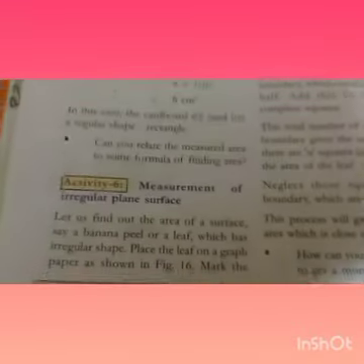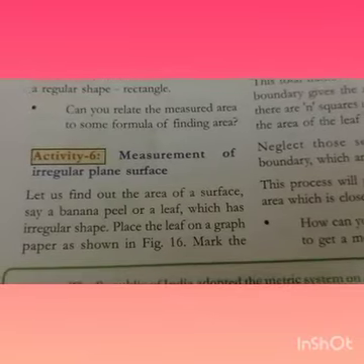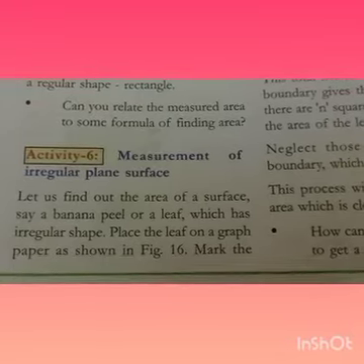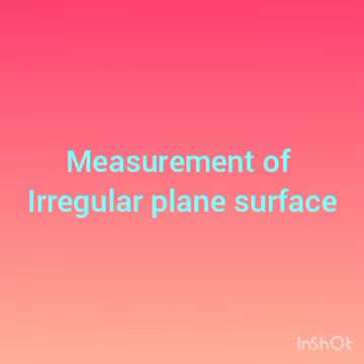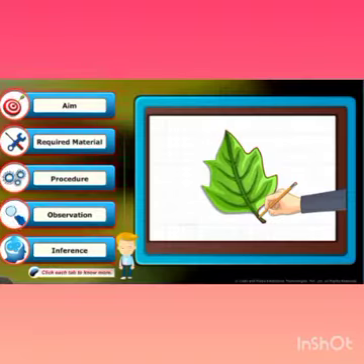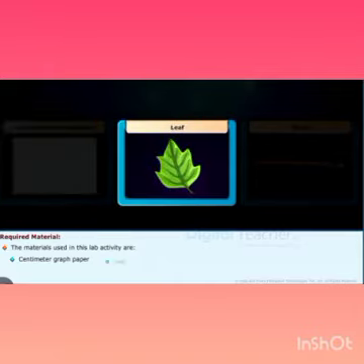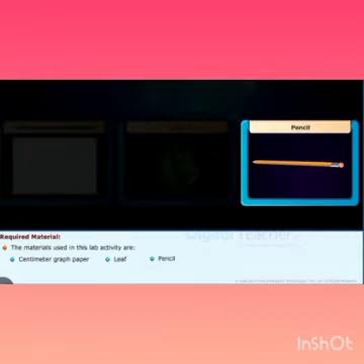Now let us know the activity 6, measurement of irregular plane surface. To do this activity, we have to know the aim. The aim of this activity is to measure the area of an irregular plane surface. What are the materials? The materials used in this activity are centimeter graph paper, leaf and a pencil.